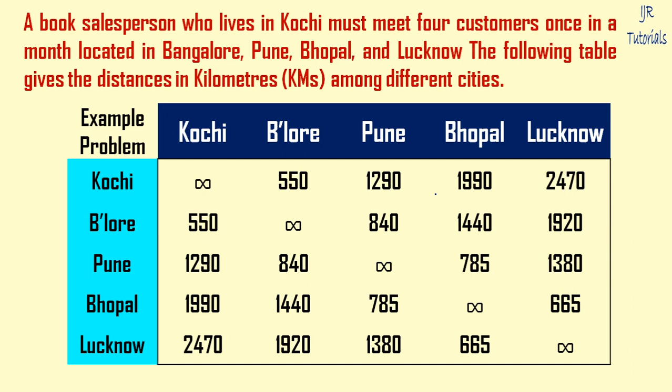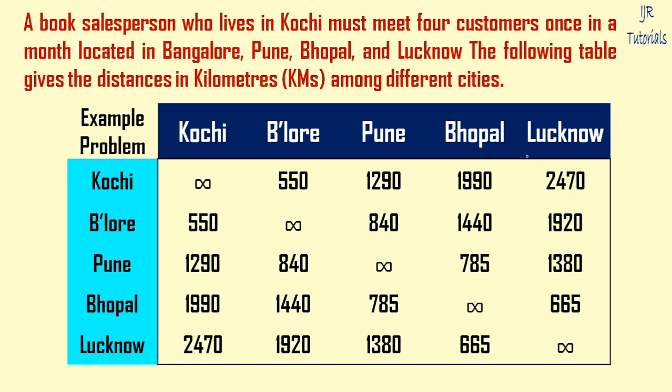See, a book salesperson who lives in Kochi must meet four customers once in a month located in Bangalore, Pune, Bhopal and Lucknow. The following table gives the distances in kilometers among different cities. In this case, Kochi, Bangalore, Pune, Bhopal, Lucknow is given, and if you observe this problem, the row names and column names both are the same. So the theme of this problem is a salesperson living in Kochi must visit all the remaining cities only once and return to his hometown Kochi. So that is the theme.